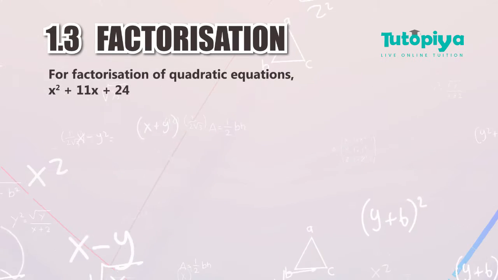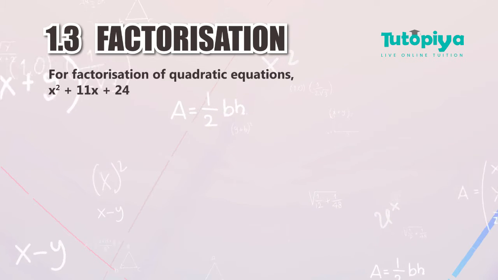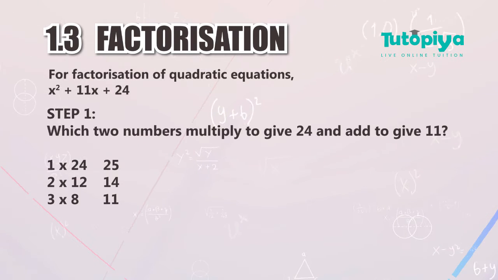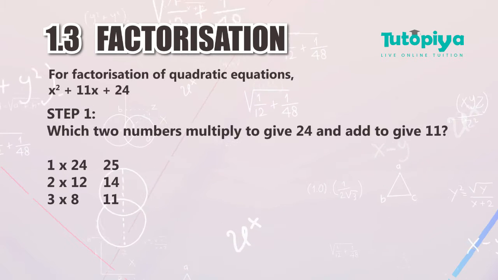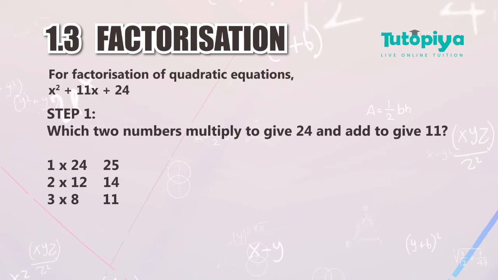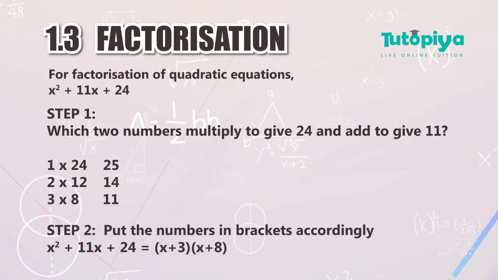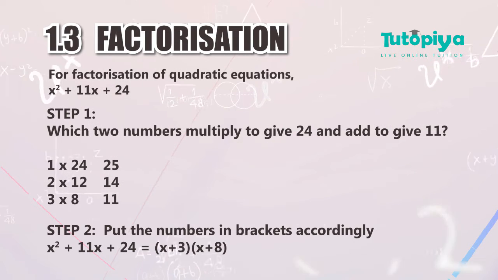For factorization of quadratic equations. Step 1. Which two numbers multiply to give 24 and add to give 11? Step 2. Put the numbers in brackets accordingly.